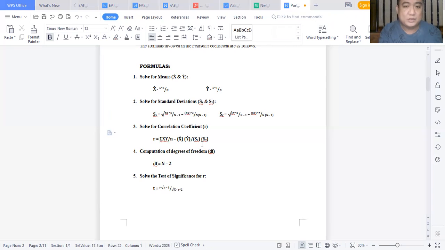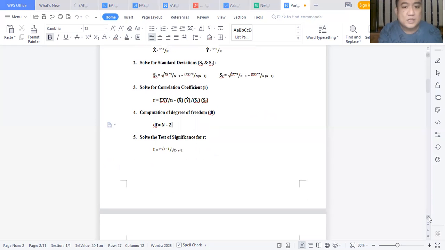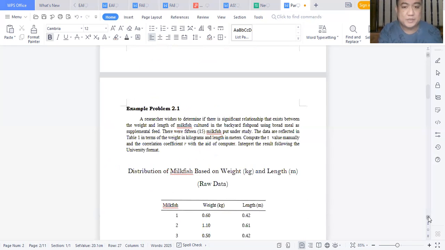For the correlation, how to compute: summation of xy over n minus the product of the mean of x and the mean of y, divided by the standard deviation of x and y. For the computation of degrees of freedom, n minus 2. To solve the test for significance for r, t equals r times the square root of n minus 1, divided by the square root of 1 minus r squared. Okay, so let's go to the problem.